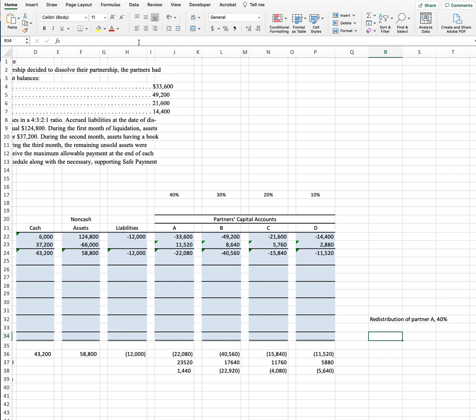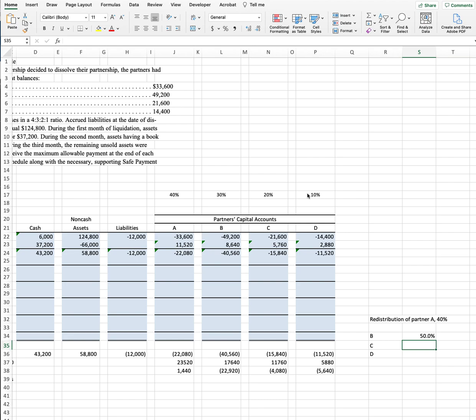So for partner B, C, and D, we would take the current 30% that partner B has and divide that by the total of all 3 of them. And so we get 50%.